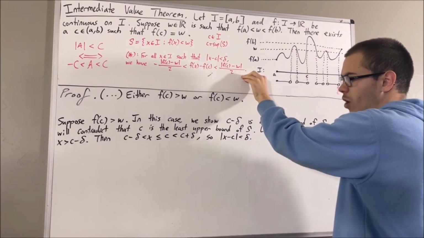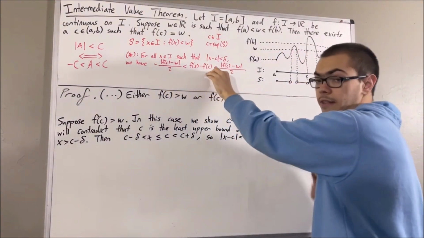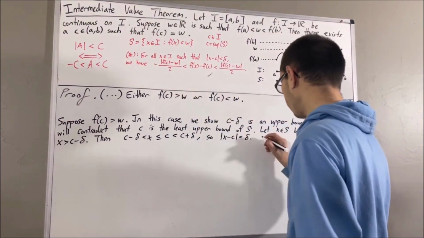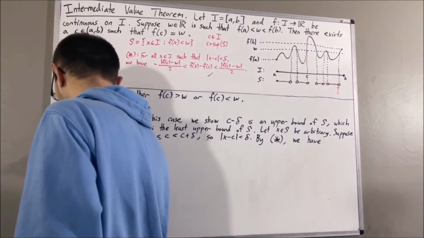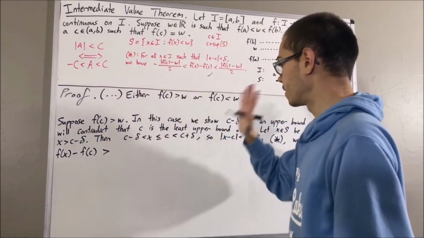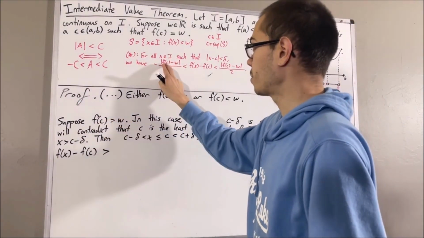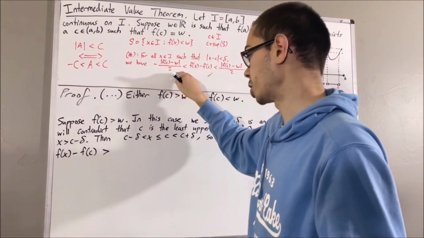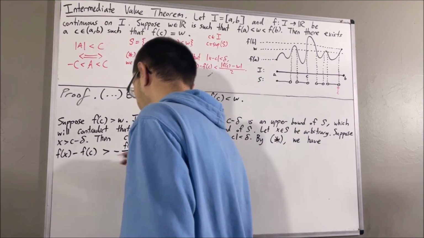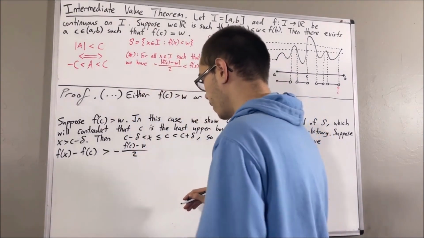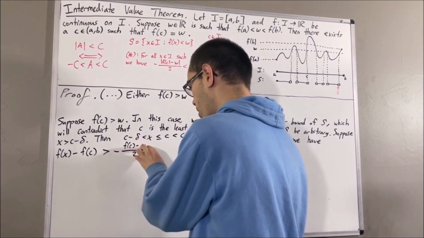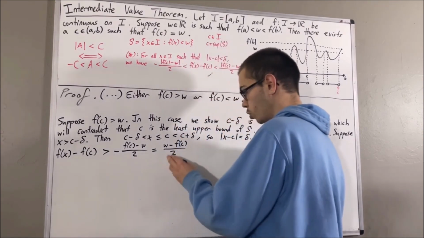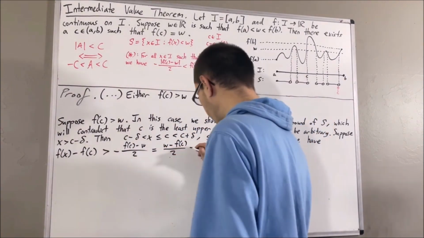Now, we're actually going to be concerned with the left-hand inequality in this case. So f of x minus f of c is greater than this guy. Now, since f of c is greater than w, the absolute value of f of c minus w is equal to f of c minus w. So really, this guy is just equal to this. And then, if we distribute the minus sign across the numerator, this is really just w minus f of c over 2, which is equal to w over 2 minus f of c over 2.